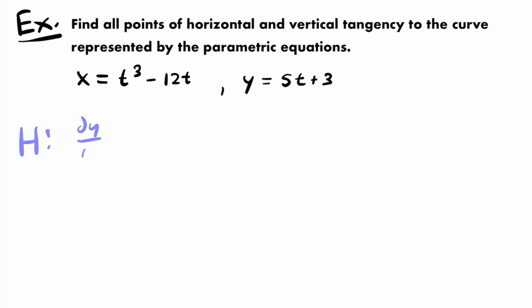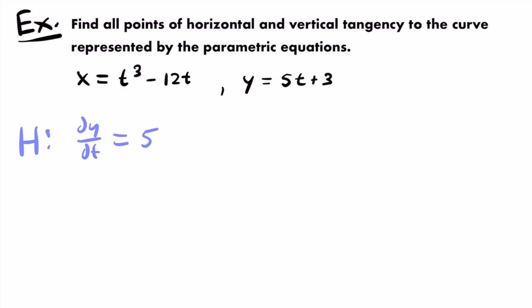Let's find dy dt so that we can set it equal to 0. That is going to be equal to the derivative of y with respect to t. The derivative of 5t is just going to be 5 because the derivative of t to the first power is just going to be equal to the coefficient. So dy dt is equal to 5, and then the derivative of 3 is 0 because 3 is a constant. All right, so dy dt is equal to 5.